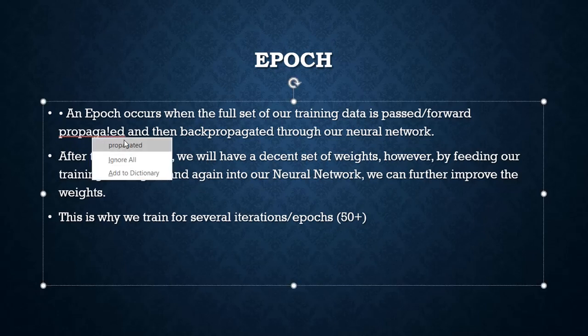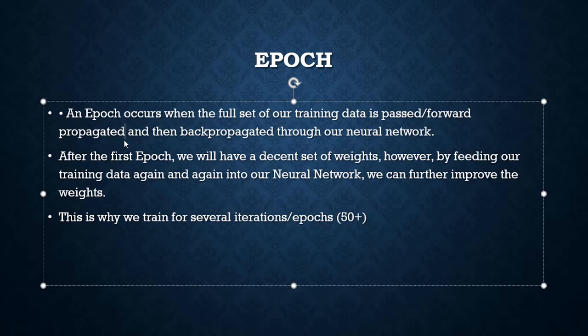For example, you are passing one input. If the input has completed a cycle, forward propagation and back propagation through our neural network, it's called one epoch. After the first epoch, we have a decent set of weights. By iterating over our training data again, the neural network can further improve the weights. That cycle will continue until we get a lower loss. So here you have to understand what is epoch.